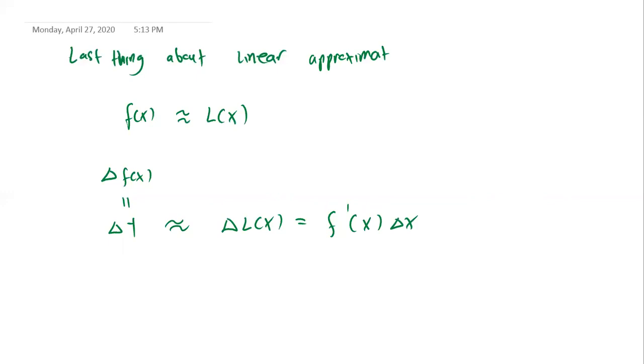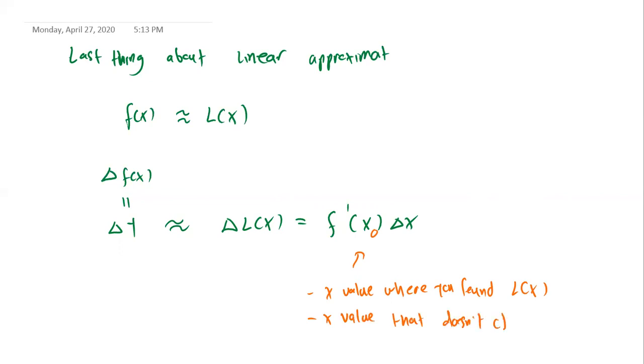Where x here, let's say x naught, this was the place where you found the tangent line. Right, so this was the base. It could be a couple things for you to recognize it. The x value where you found the tangent line, or the linearization, is the same thing. It could be the x value that doesn't change. Right? And what do I mean by that?